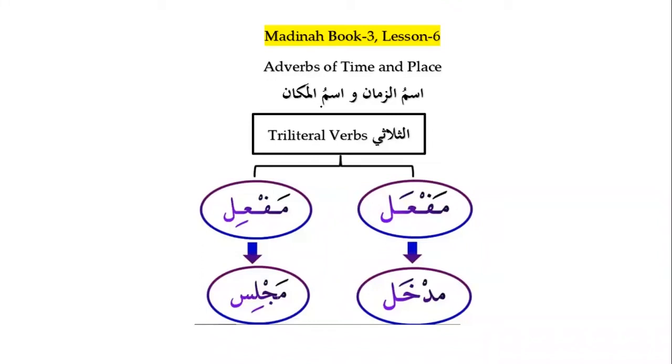They have only two patterns, or we say awzan. The first one is on the pattern of maf'alun, like madkhalun, as we can see here. And the second one is maf'il, which is basically maf'ilun, and the example is here, majlisun. So maf'alun and maf'ilun. One of them has fatha on the second last letter, and one of them has kasra.